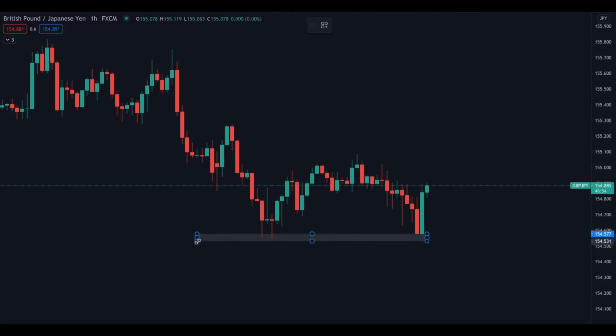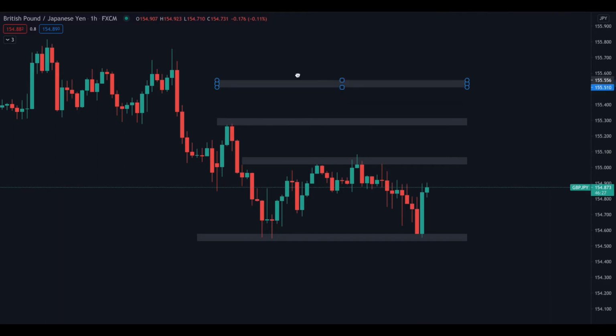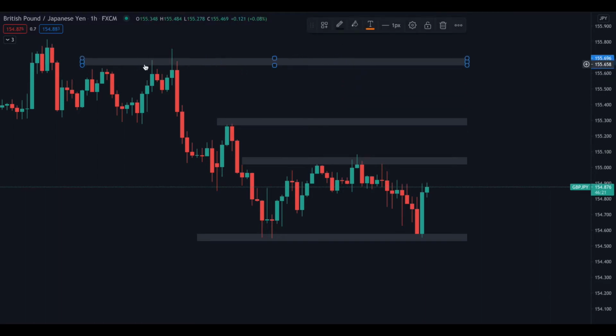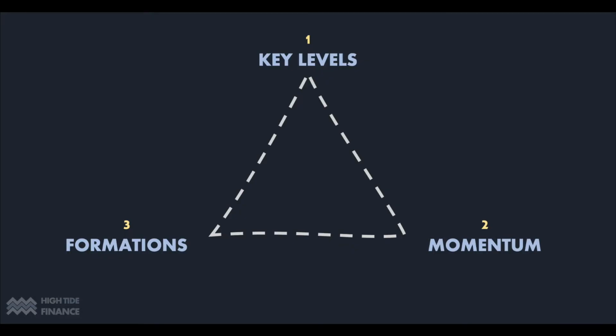So we all know how important key levels are. It doesn't matter how you identify them, whether you're using horizontal zones or Fibonacci retracements, and we're going to get into this. It's really important to familiarize yourself with where the key levels are at. You could be at one right now, you could be a couple pips away from one, or you could have just reacted from one. So you need to know where your key levels are.